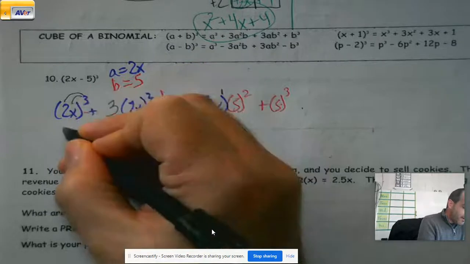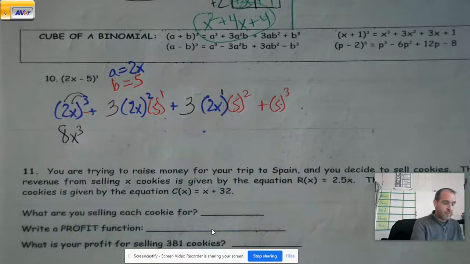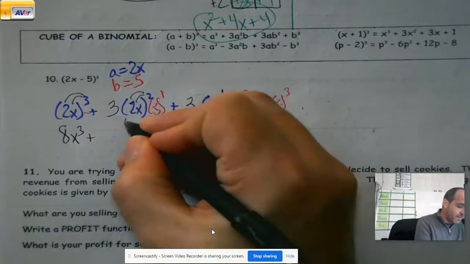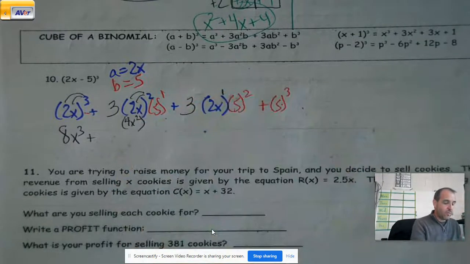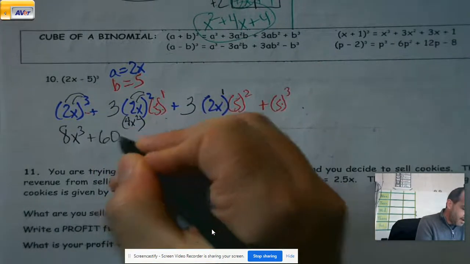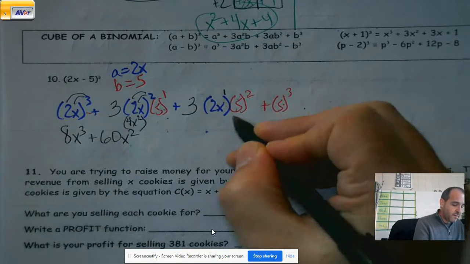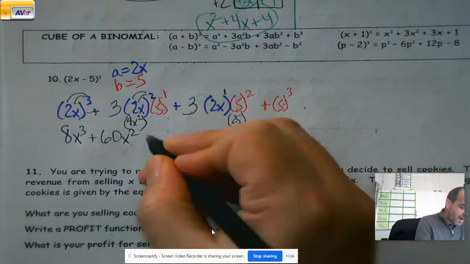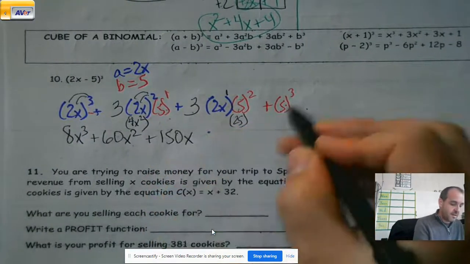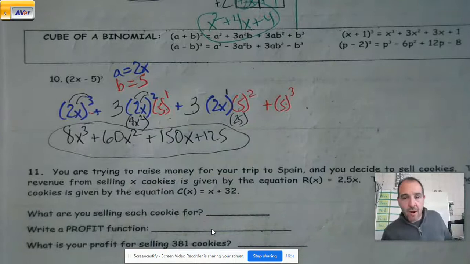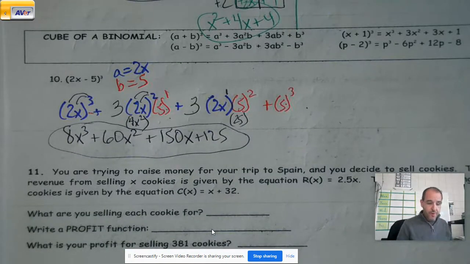And then it again just comes back to doing my multiplying. Now again, here I would take a little bit of a half extra step, because 2x squared, if I distribute that, would be 4x squared. So 3 times 4 is 12, times 5 is 60x squared. Here, 5 squared is 25. 3 times 2 is 6, times 25 is 150x, and 5 cubed is 125. Now again, you're going to have that pattern there to be able to work with. Jot it down on a piece of paper, keep your notes out.